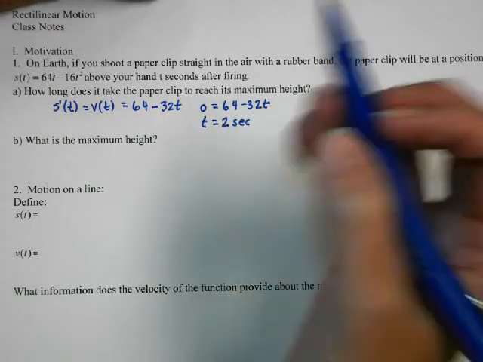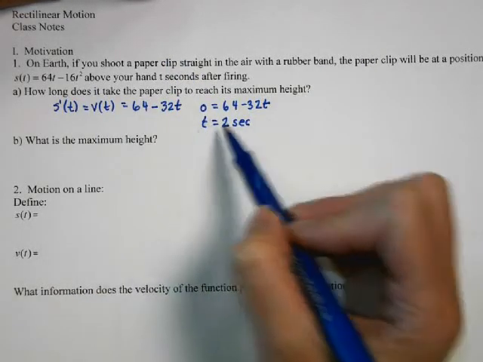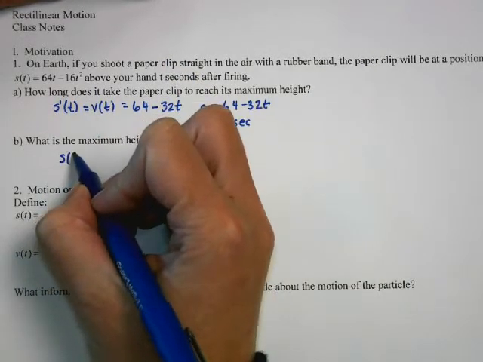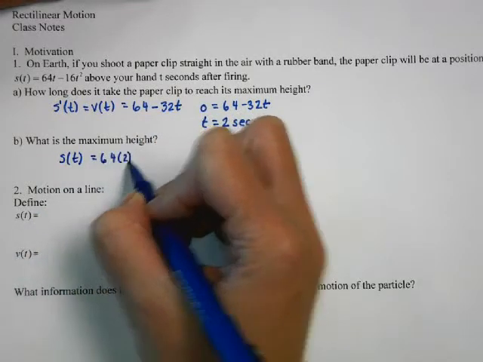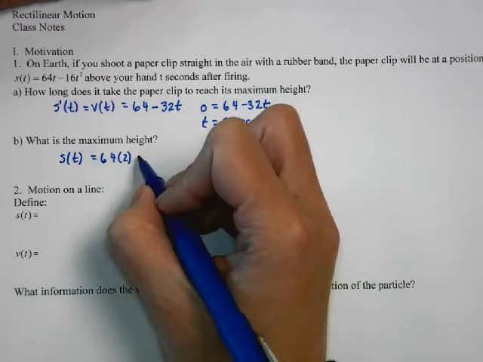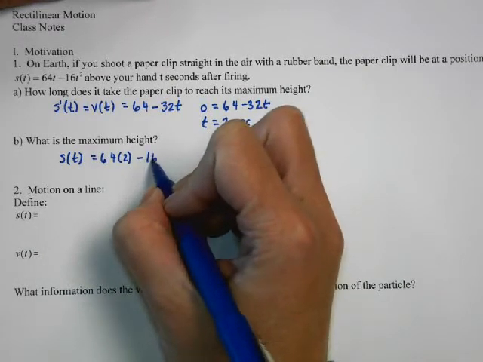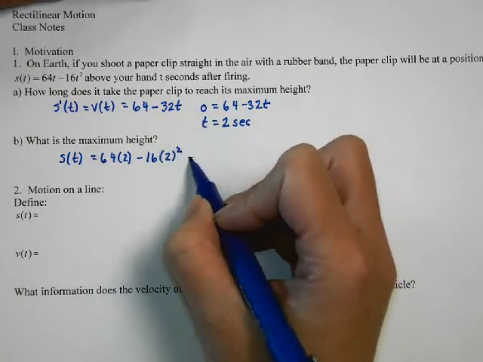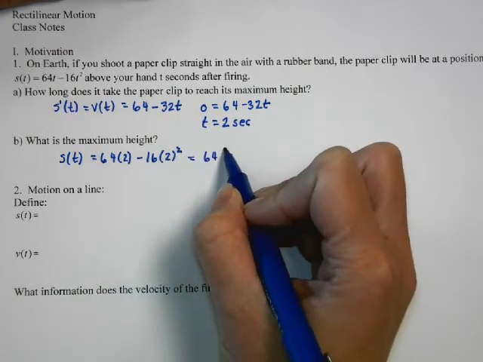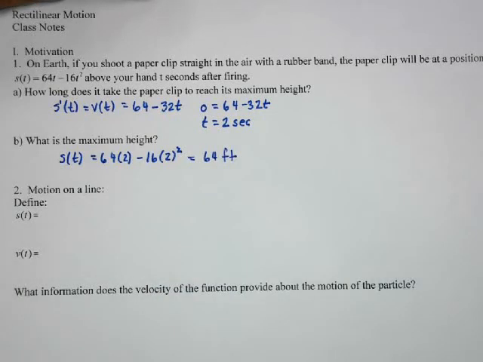Then we can use that to find the maximum height. So I'll take this and plug it into our position. 64 times 2 minus 16 times 2 squared, which gives us 64 feet.